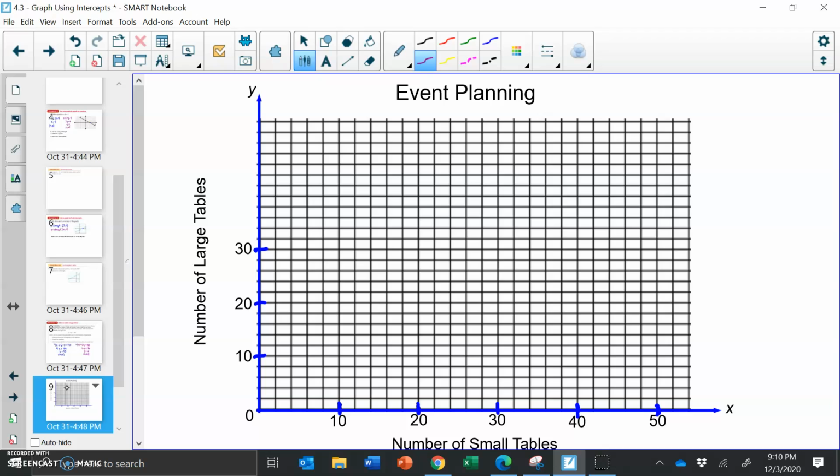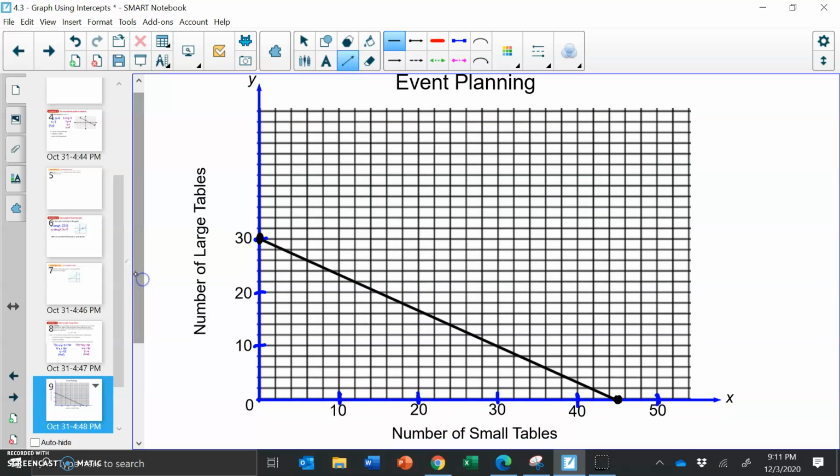On this next screen, we already have the graph set up. It has title, labels, scale. So I'm going to plot my intercepts. My x-intercept was 45. Should be right here. And my y-intercept is 30. I'm going to connect these with a segment because I cannot have a negative number of small tables or a negative number of large tables. So I do not need arrows on the end of my line.